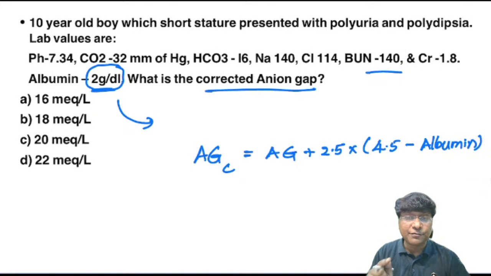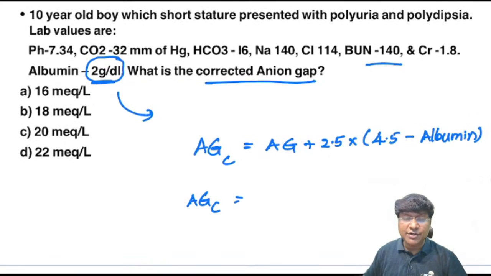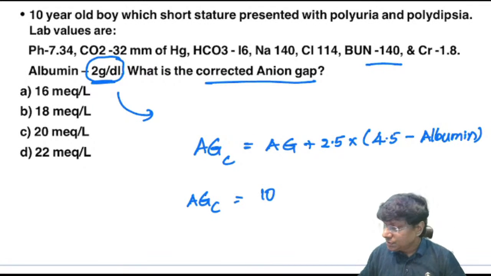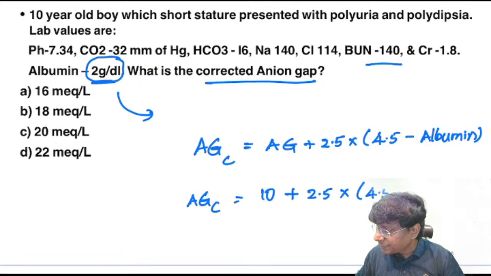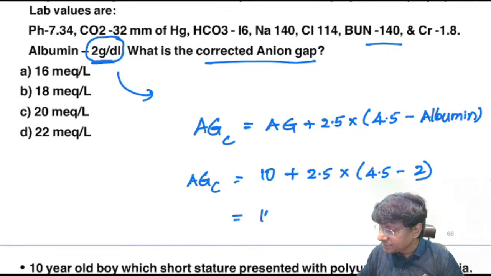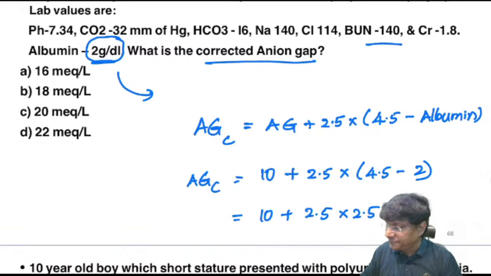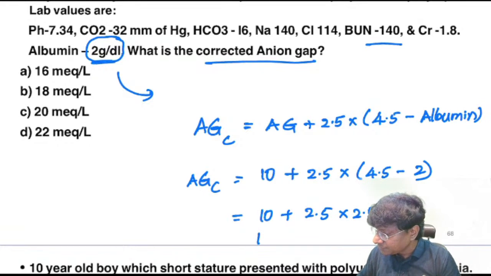This is a formula for corrected anion gap. So how much is that? What did we calculate as the anion gap in this patient just previously? That is 10. So 10 plus 2.5 multiplied by 4.5 minus 2, because the albumin value is 2. So this comes to around 10 plus 2.5 into 2.5. How much will be 2.5 into 2.5? If I am not wrong, 10 plus 6.25.